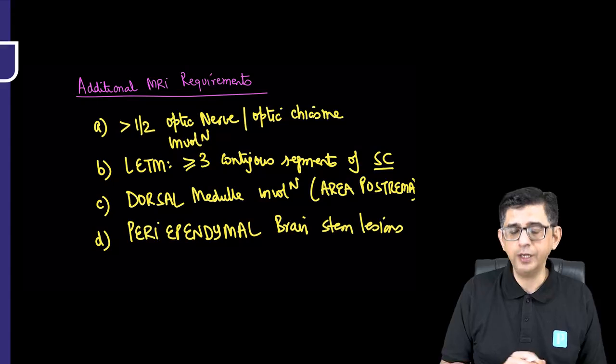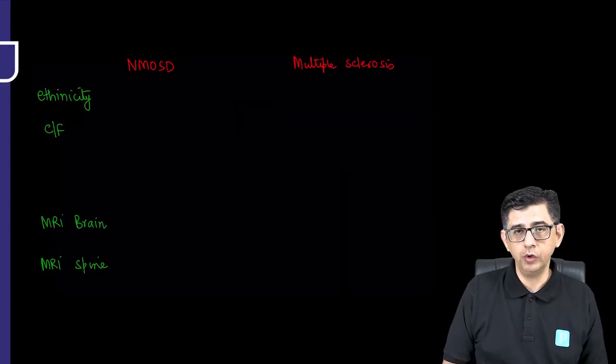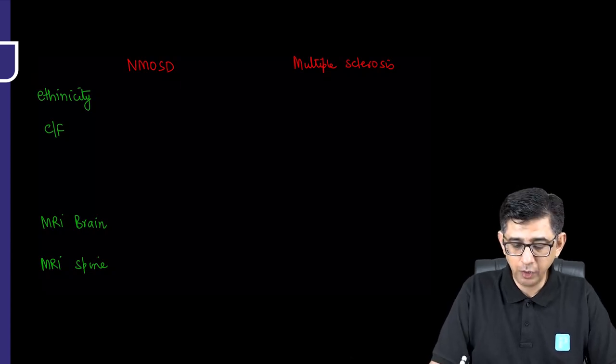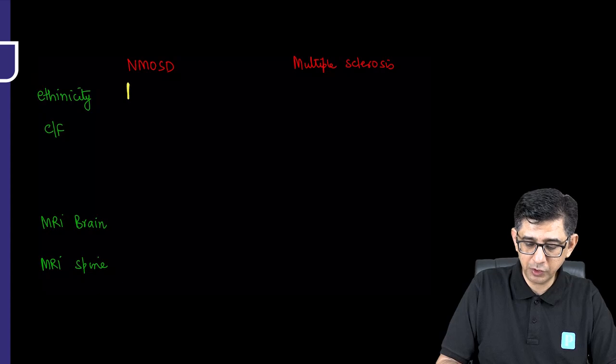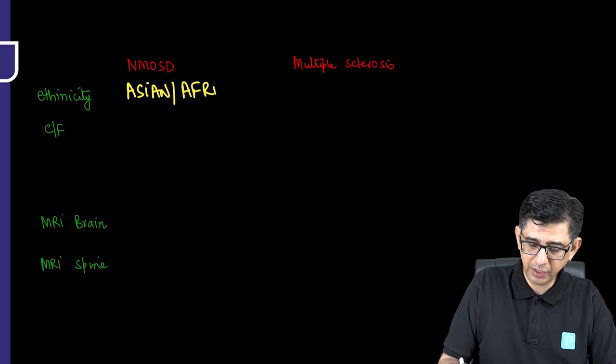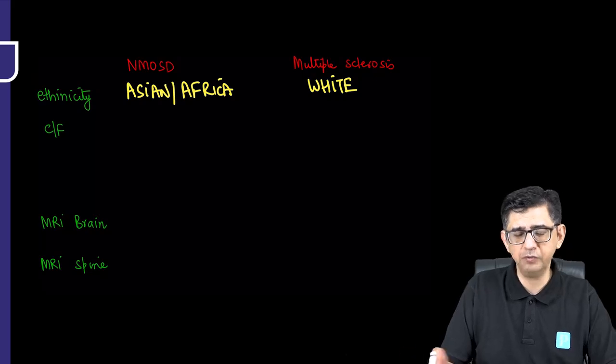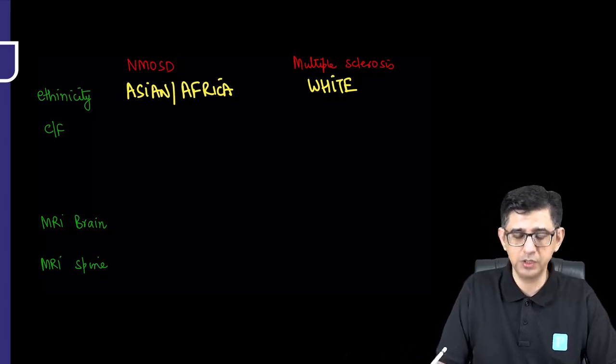Before we focus on the treatment part of this condition, I would also like to invest a bit of time on the clinical profile. NMOSD, the ethnicity of the patient would either be Asian or African. In contrast, on the right hand side, multiple sclerosis will mainly be a white male or a female. Mostly it will be a female because we're talking about autoimmune disorders at the moment.